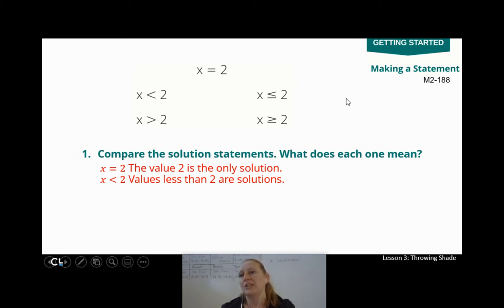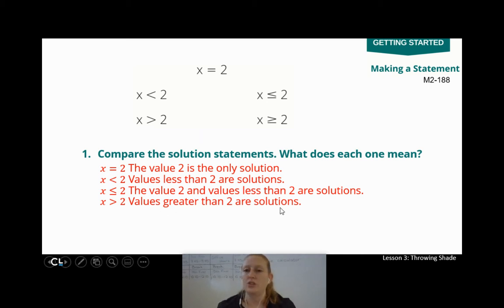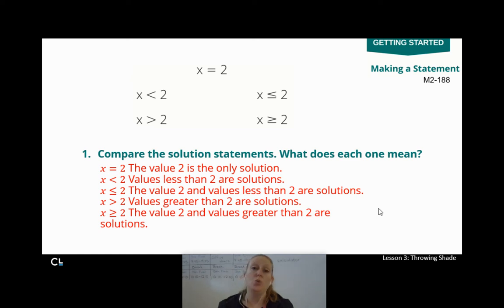So if I say x is less than or equal to 2, then that means the value 2 and values less than 2 are solutions, right? If we're talking about x is greater than 2, then that means values greater than 2 are solutions. So 3 or 4.7 or 2.39 or 576, all of those are possible solutions. X could be any of those. So when x is greater than 2, values greater than 2 are solutions, which means when we see x is greater than or equal to 2, that means the value 2 and values greater than 2 could be solutions. So 2 could now be a solution as well because of that little half an equal sign.